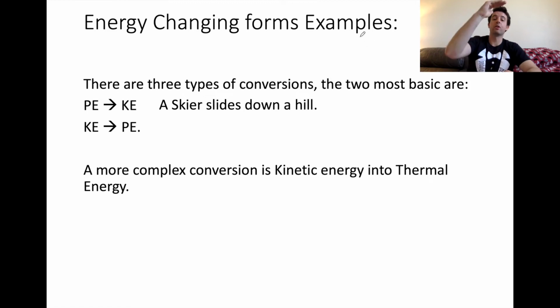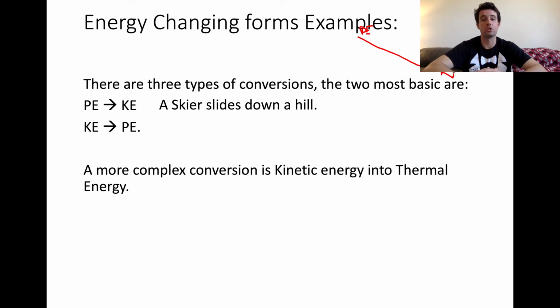So at the top of the hill, the skier is at a high position. It has what we call a high potential energy. As the skier slides down the hill, it's going lower, but it's also increasing its speed. So now what we're seeing here is we're seeing our potential energy decrease and our kinetic energy increase. But as they change, the total amount of energy stays the same. And I'll show that to you in the next slide in a little bit.